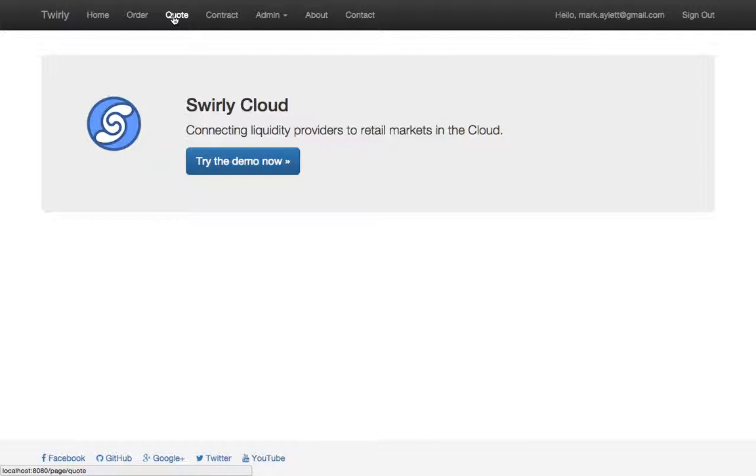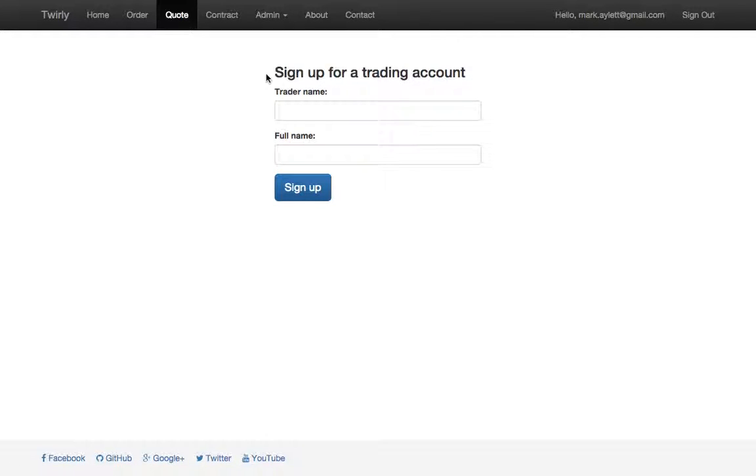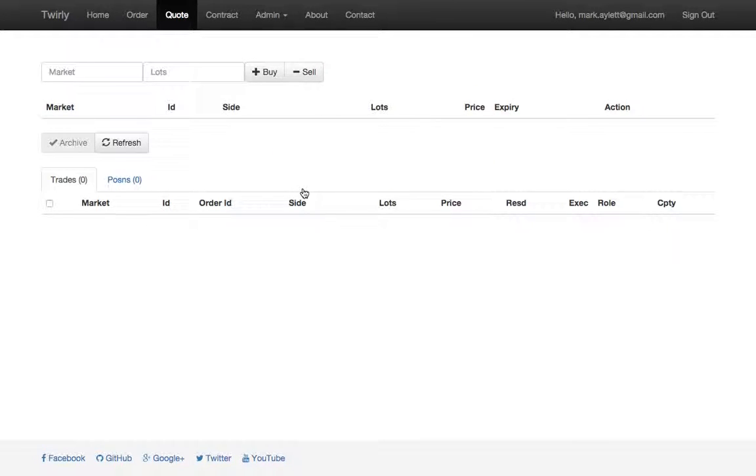And we're going to jump straight to the retail quoting side after we've created a new trader, the only trader at the moment. Okay, nice and simple, empty screen. Try to think about this screen, how it might look on a handheld device, right?